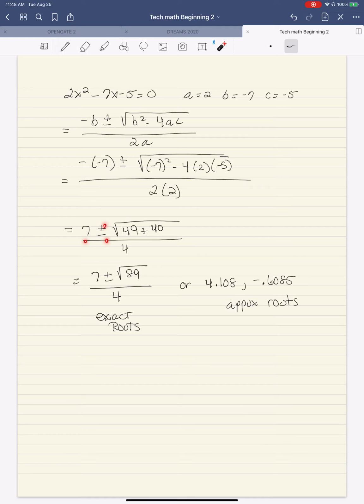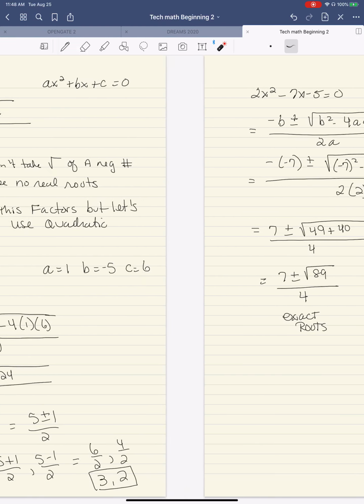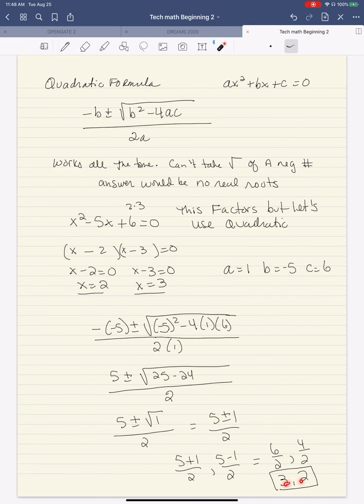So it's 7 plus or minus 7 squared is 49. This turns out to be a plus 40. Divide everything by 4. 49 plus 40 is 89. So it's 7 plus or minus the square root of 89 over 4. These are the exact roots. If I take the square root of 89, add and subtract it from 7, I can get the approximate roots, which are 4.108 or a negative 0.6085. I know this doesn't factor because I got that square root number in the answer, whereas you'll see how this came out to whole numbers.